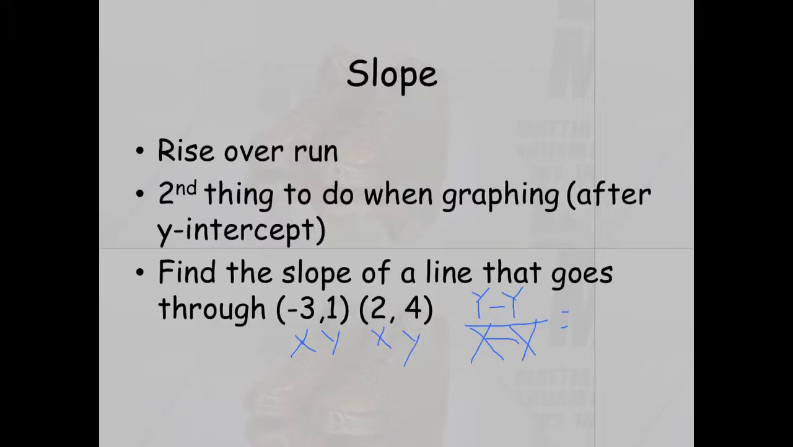So we're looking at the second number for our Y. We're going to subtract 4 minus 1, because those are both Y values. And then below the 4 has to be the X value from that ordered pair, 2 minus negative 3.